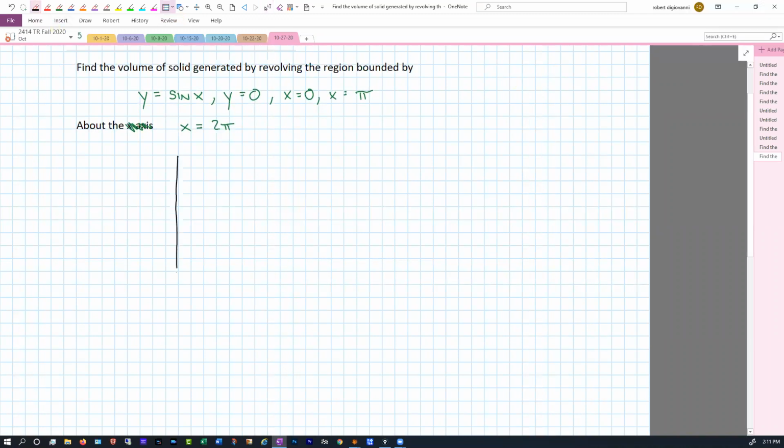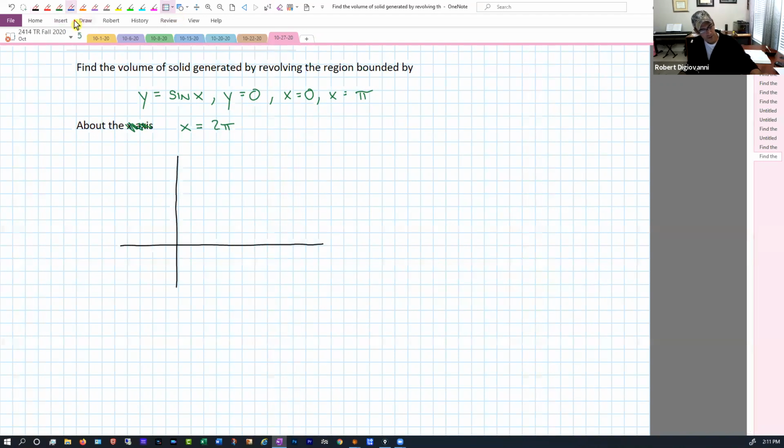So we've now drawn this, what, the third or fourth time. We have this sine curve, ends at pi, here's 0. We want to wrap this region right here around the line x equals 2 pi. So 2 pi is out here, and so our axis of rotation is out here. I know I have to use vertical rectangles, right? Because this is a function of x and there's no way to make that a function of y. So I've got to use vertical rectangles. That means I've got to use shells.